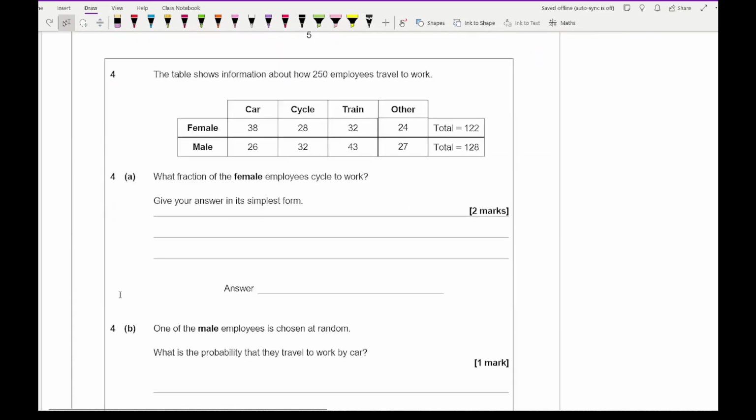Then moving on to question 4, it says that the table shows information about 250 employees and how they travel to work. What fraction of female employees cycle to work? So for this, our total is female, which is 122. And out of those 122, how many of these travel by cycle? And that's going to be 28, in which then I can write my answer in its simplest form by dividing by 2. So it's 14 over 61.